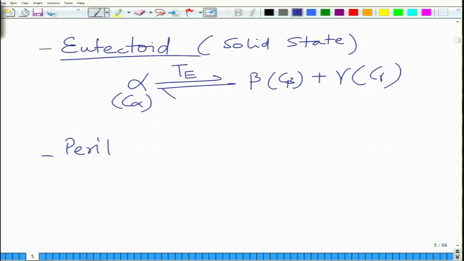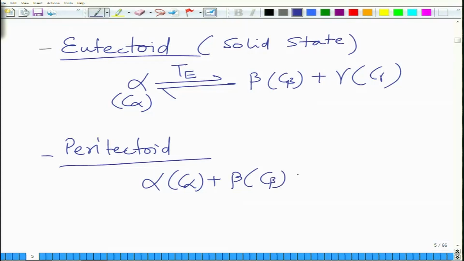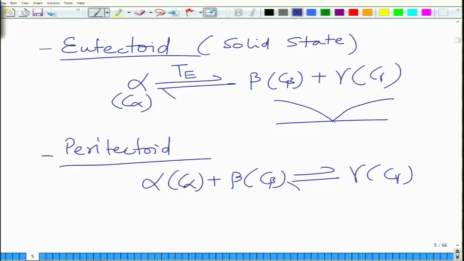And then we had peritectoid. In the peritectoid reaction, alpha of composition C alpha plus beta of composition C beta transform and give rise to gamma of composition C gamma. So this reaction is depicted in this fashion. Here alpha plus beta, and here alpha plus gamma, and this is C alpha, this is C gamma, and this is C beta. And this reaction is basically similar to the peritectic reaction.